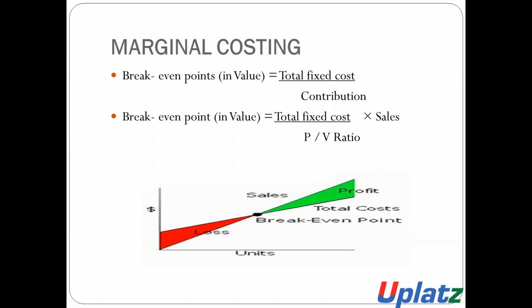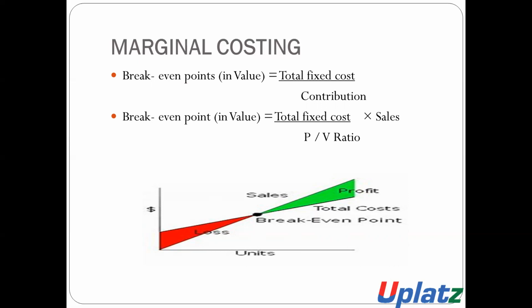In the previous case, when we calculated the break even point in units, the formula was total fixed cost divided by contribution per unit. But when the break even point is in value, the formula is total fixed cost divided by total contribution. There are two formulas for the break even point in value.